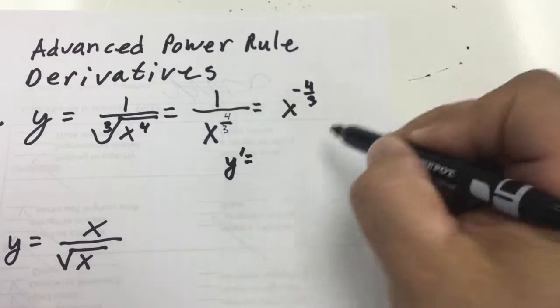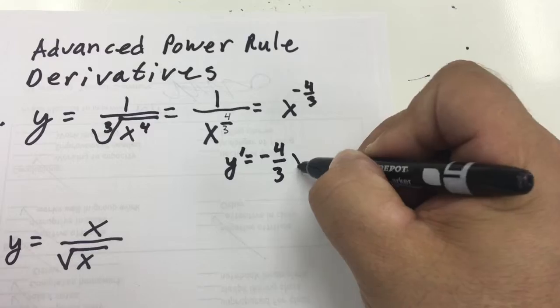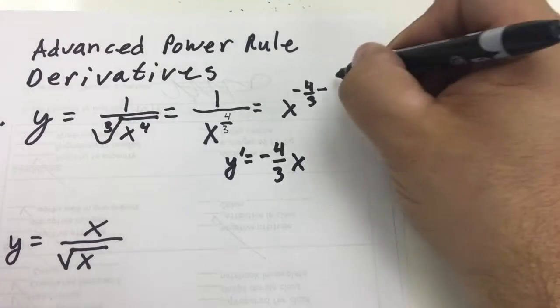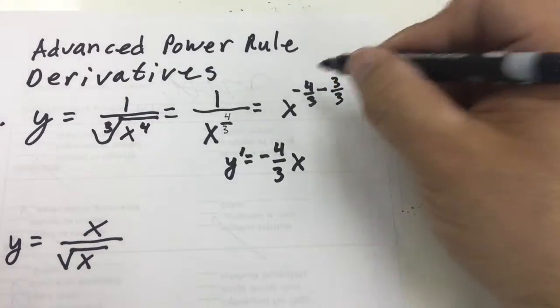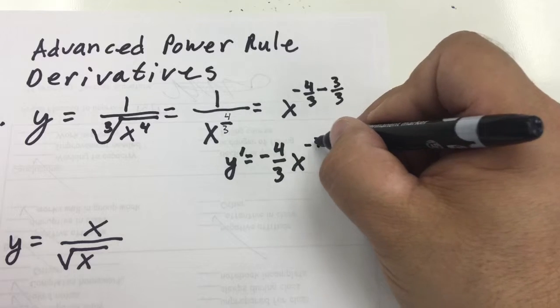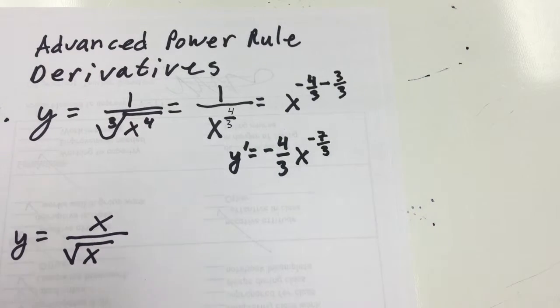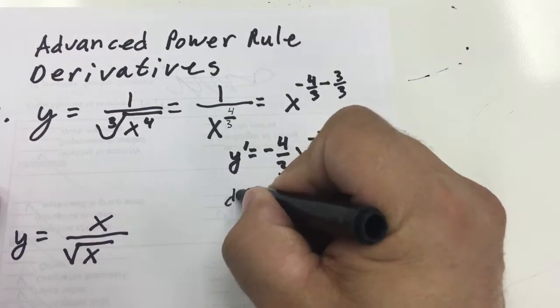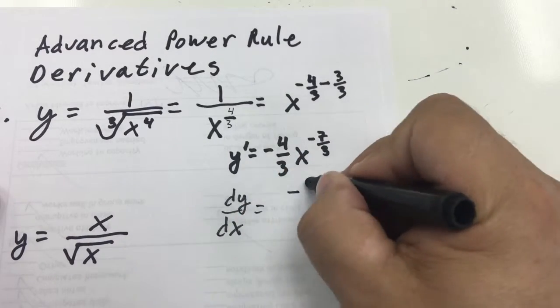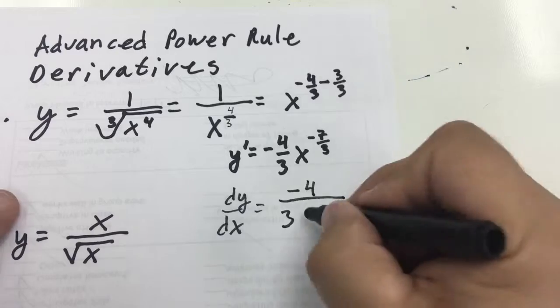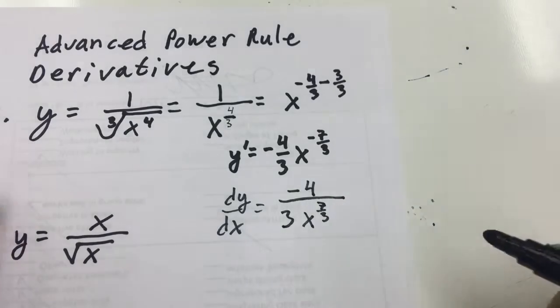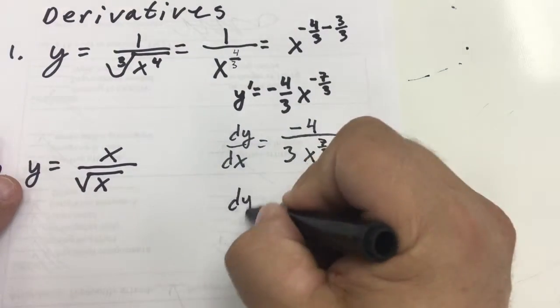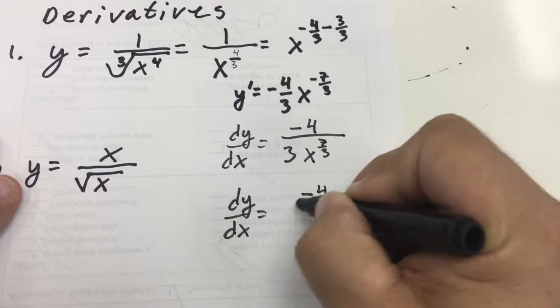Y prime is going to equal negative 4/3 x, and now I have to subtract 1 from that. So I'm going to write 1 as 3 over 3, and that gives me x to the negative 7/3. And again, there's a couple of different ways to rewrite this. You might want to rewrite this as dy/dx equals negative 4 over 3x to the positive 7/3. Then again, you might want to rewrite that as dy/dx equals negative 4 over 3.